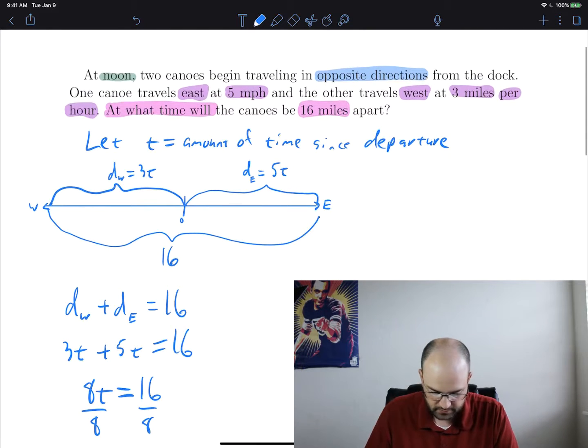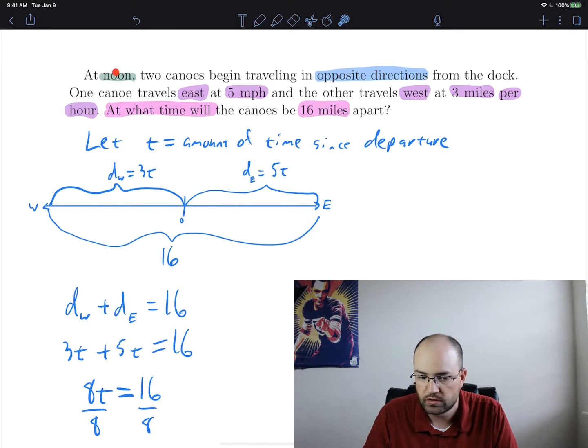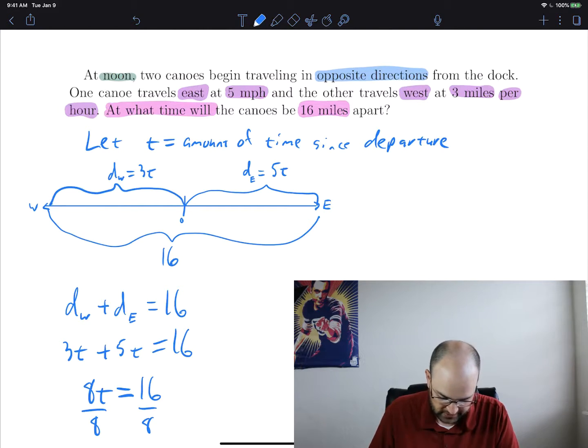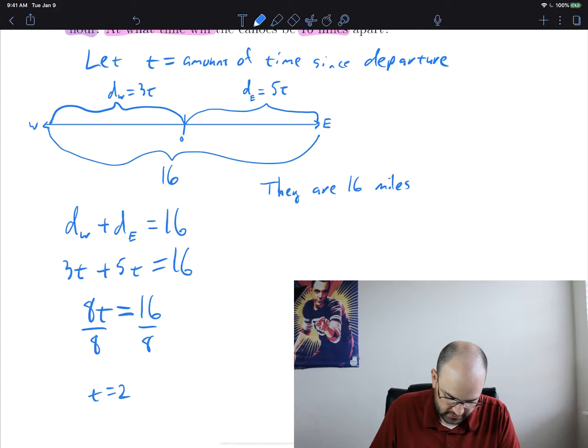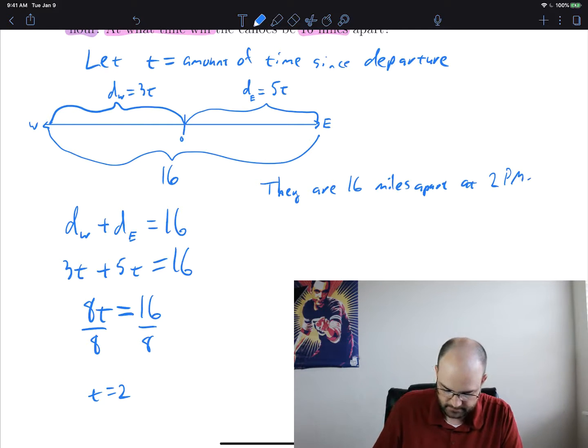But if we look up here, it says, at what time will that happen? Well, if it happens after 2 hours and they begin at noon, noon plus 2 hours is 2 p.m. So that means that they are 16 miles apart at 2 p.m.